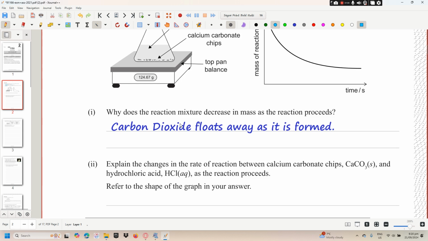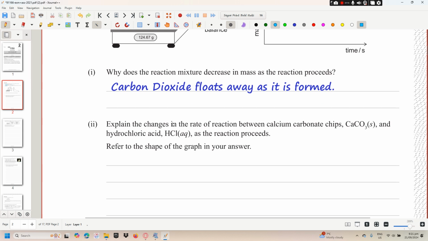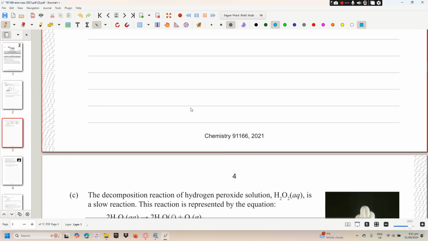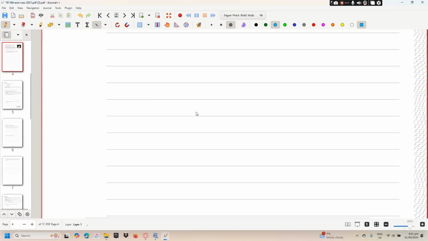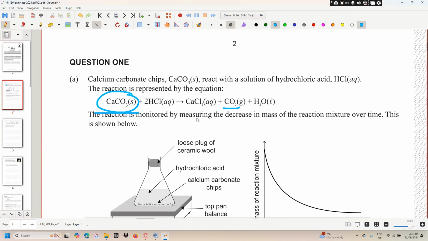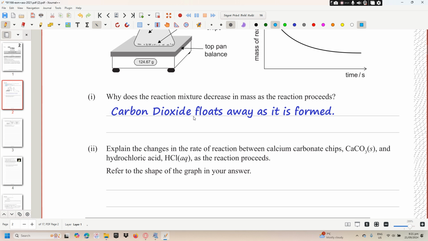Now, for all these, I won't directly type out the answers. I'm just going to explain the logic. At the bottom of this, I think there is an answer schedule here, but looking at answer schedules isn't always a lot. You sort of need to know and understand. Explain the changes in rate of reaction.